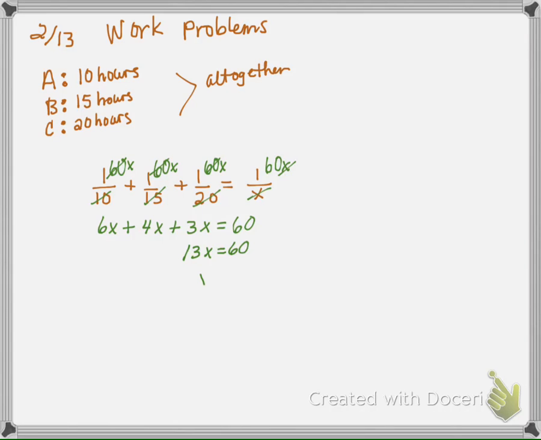And divide. We're not going to get a nice whole number. But that's okay because you all have calculators. What do you have? 4.6. 4.6 what? Hours, yes. So it takes 4.6 hours for these 3 slow machines all working together to get the job done.